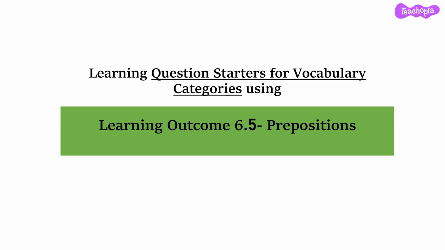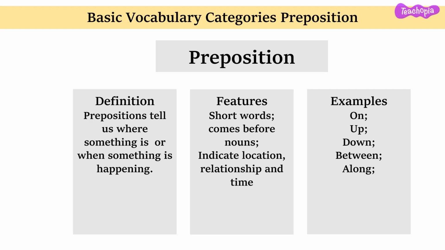Now, what is the definition of a preposition? Well, prepositions tell us where something is or when something is happening. What are the features of a preposition? The features are: short words, come before nouns, indicate location, relationship and time. And what are some of the examples of prepositions? Some of the examples are on, up, down, between, along, to name a few.